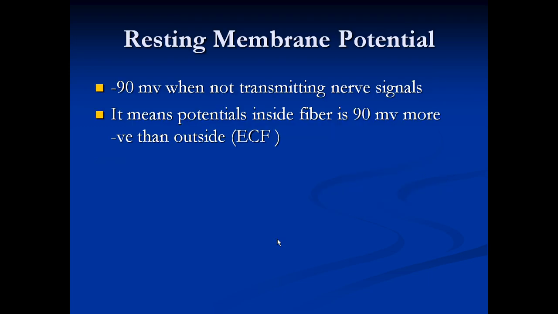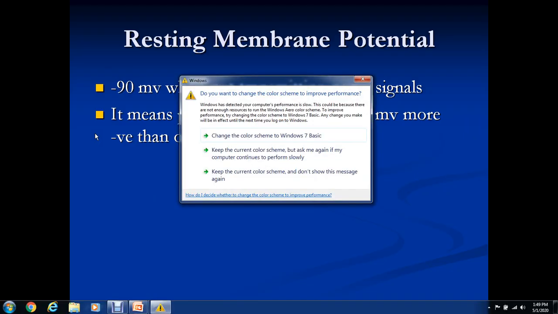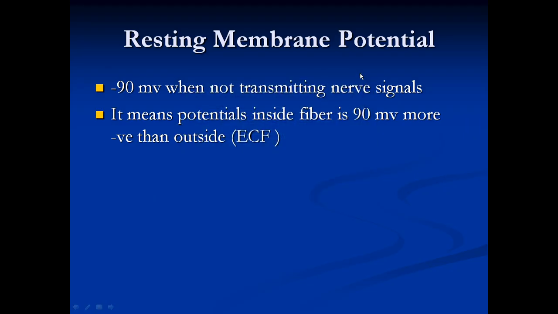Now we come to the resting membrane potential. Everybody knows the resting membrane potential of every cell, including the large myelinated nerve and the skeletal muscle. It is about minus 90 millivolts. During the resting condition, when no signal is transmitted, the resting membrane potential is minus 90 millivolts. It means the potential inside the fiber is 90 millivolts more negative than the outside.